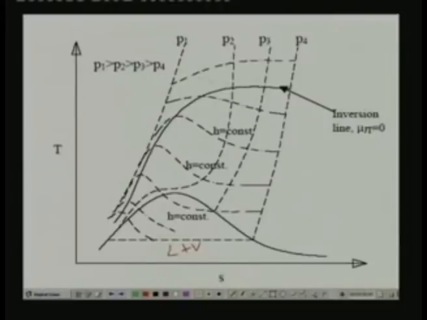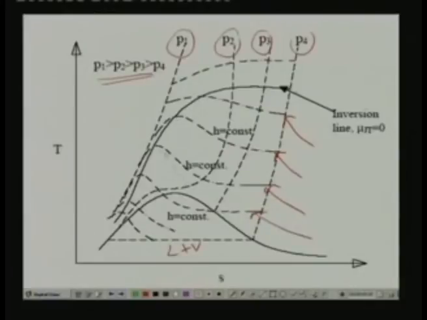Okay, and on this TS diagram I have shown isobars, that means constant pressure lines P1, P2, P3, P4, and P1 is greater than P2 is greater than P3 is greater than P4. I have also shown constant enthalpy lines. So these are the constant enthalpy lines. So throttling, as you know, takes place along the constant enthalpy line.